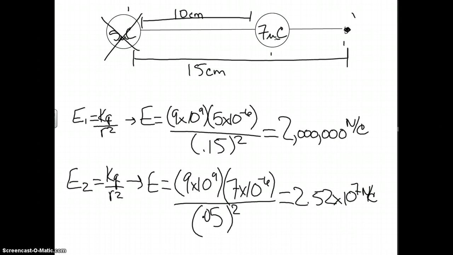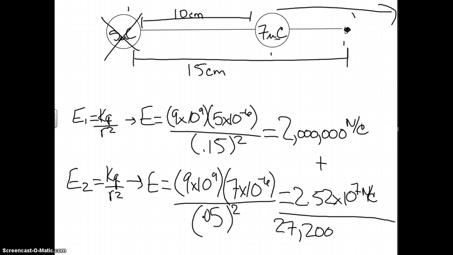newtons over coulombs. Now, because these are both positive, you know, this equation does require vector addition, but because they're both positive, we know that it's all going to go in the positive direction. So we can simply add these together. And don't forget your unit, which is newtons over coulombs.